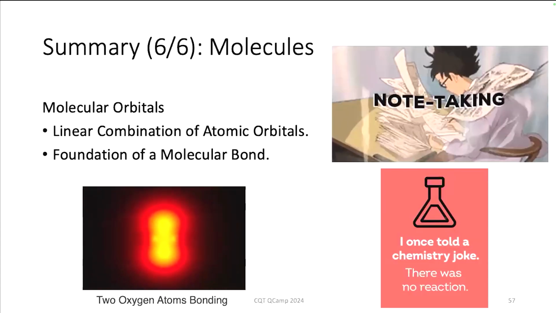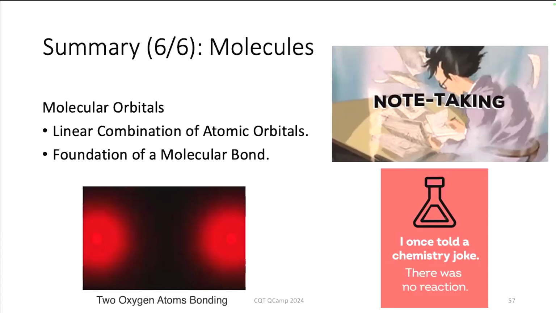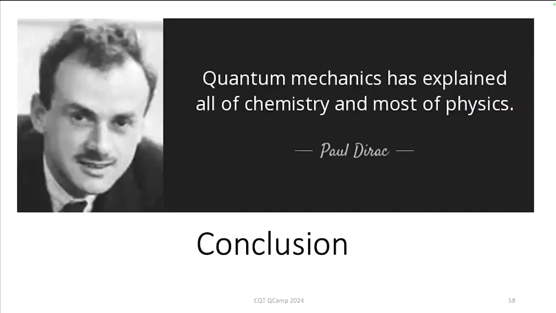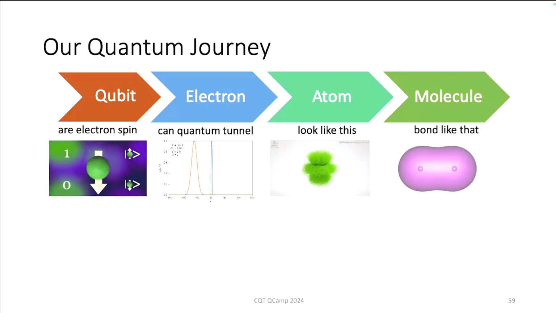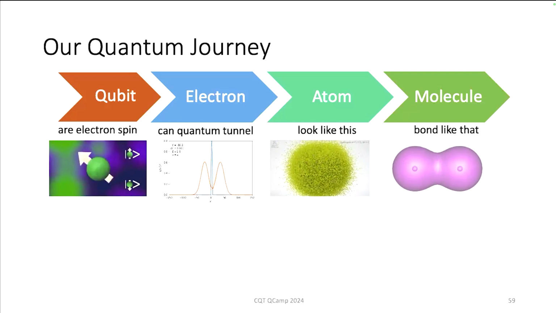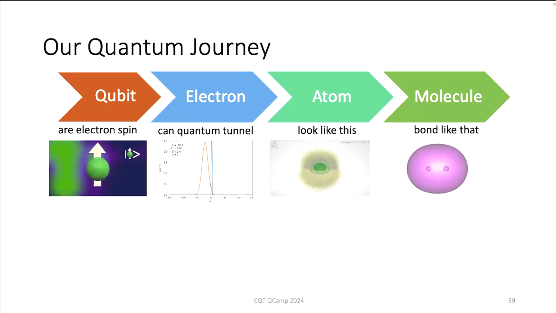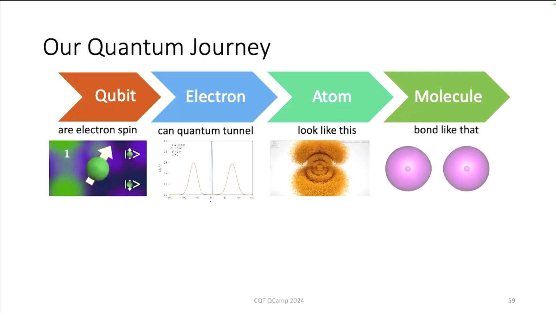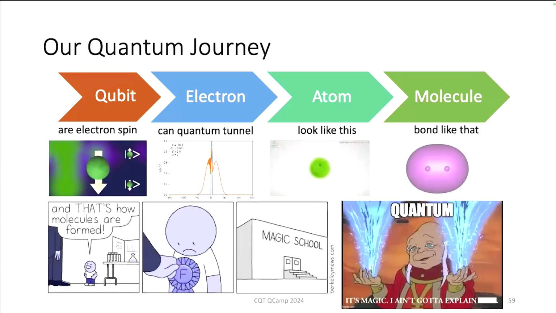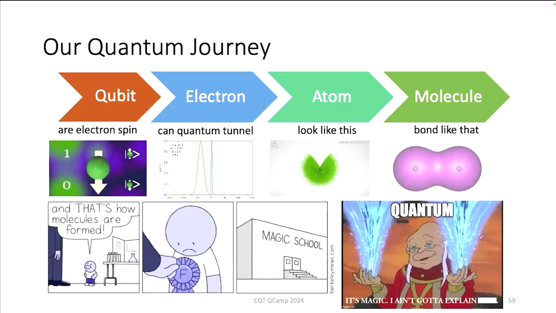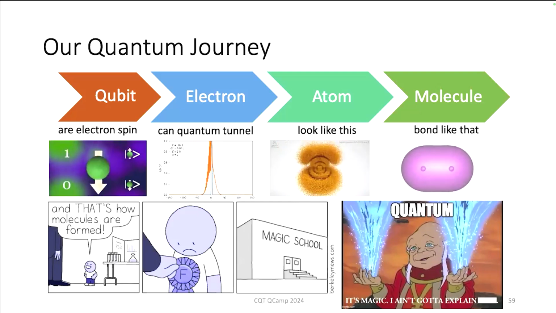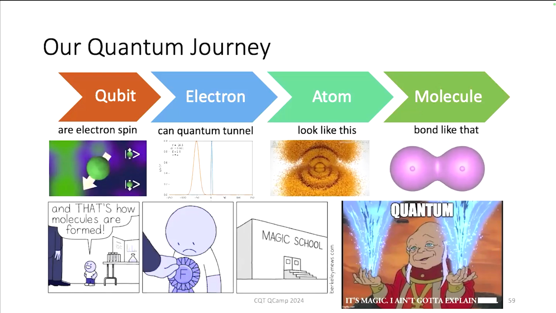Okay, so with that, quantum mechanics has explained all of chemistry and most of the physics. You have seen an electron that can quantum tunnel, you've seen what atoms look like, and then how molecules form. With that, I shall conclude. And that is how atoms and molecules are formed. So thank you very much for listening to my lecture.